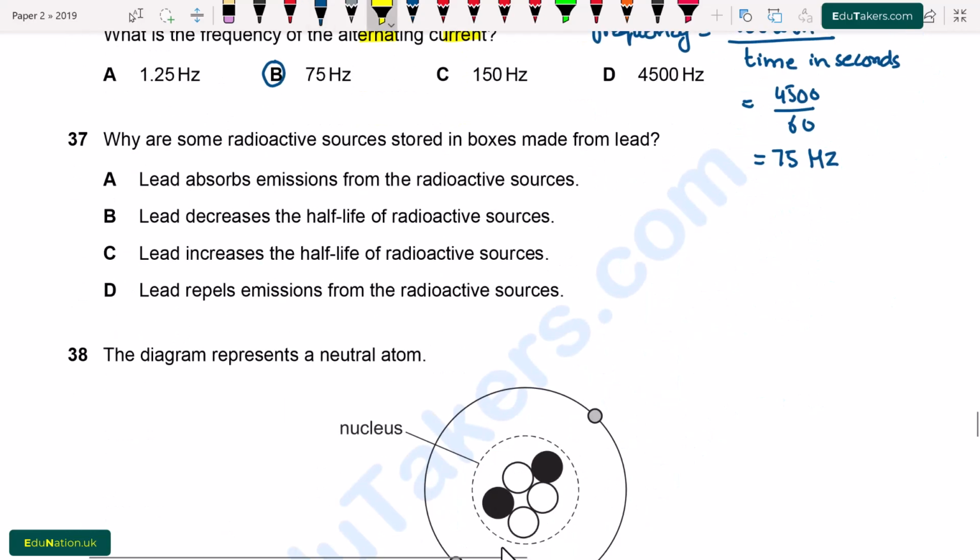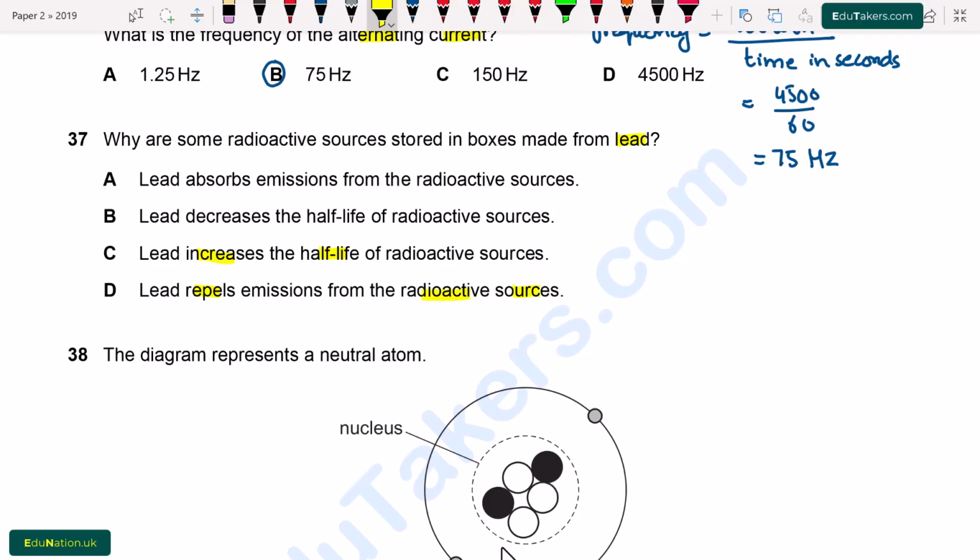Question number 37. Why are some radioactive sources stored in the boxes made from the lead? Option A. Lead absorb emission from the radioactive sources. B. Lead decrease the half-life of the radioactive sources. C. Lead increase the half-life of the radioactive sources. D. Lead repels emission from the radioactive sources.